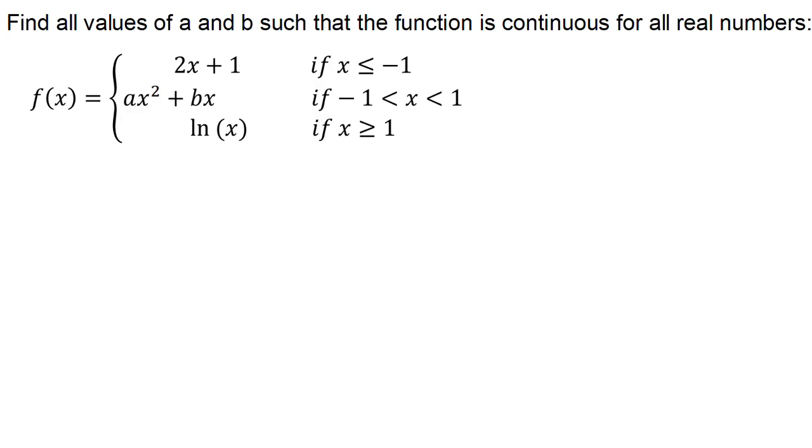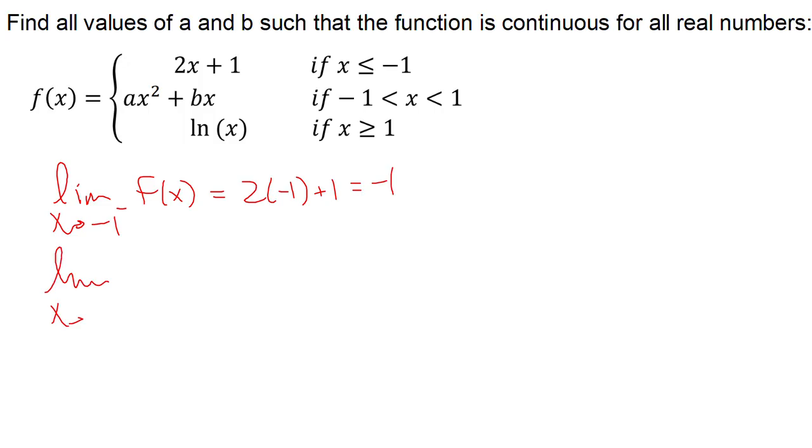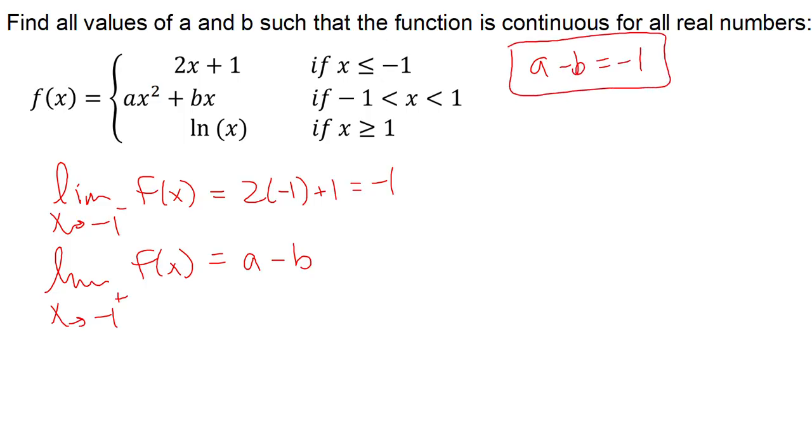All right, we're going to use the same process here. So this time we're looking at limits at -1 and at +1. We're going to start with the limit as x approaches -1 from the left of f of x, which will be 2 times -1 plus 1, which is -1. And we'll also do the limit as x approaches -1 from the right of f of x, which will be -1 squared is +1, so positive a, and then minus b. So what we need is for a minus b to equal -1. So that's one of the equations that we need to deal with.